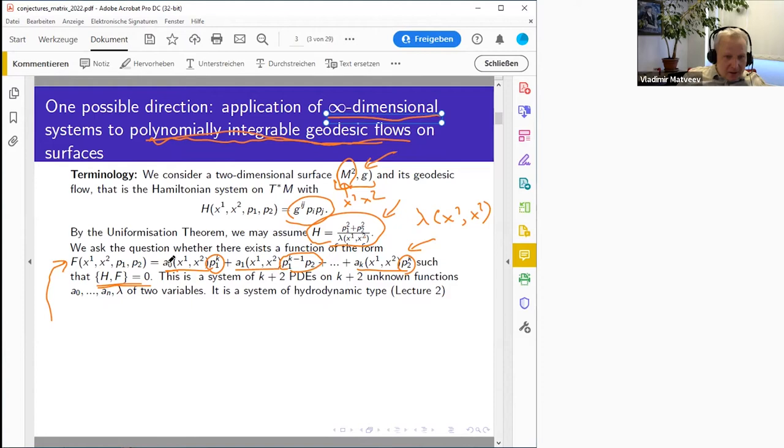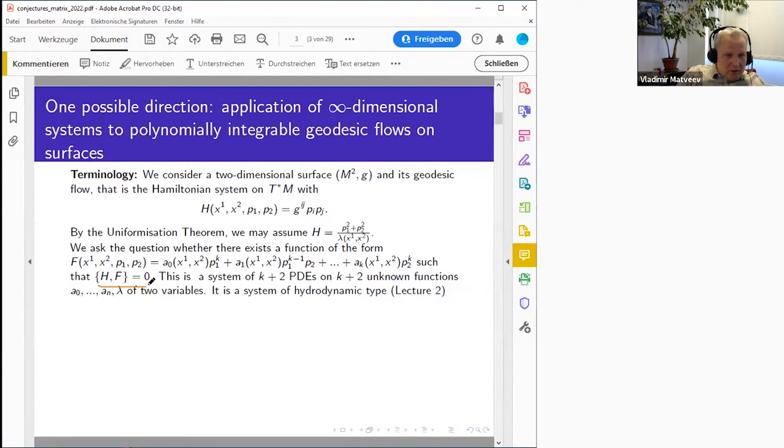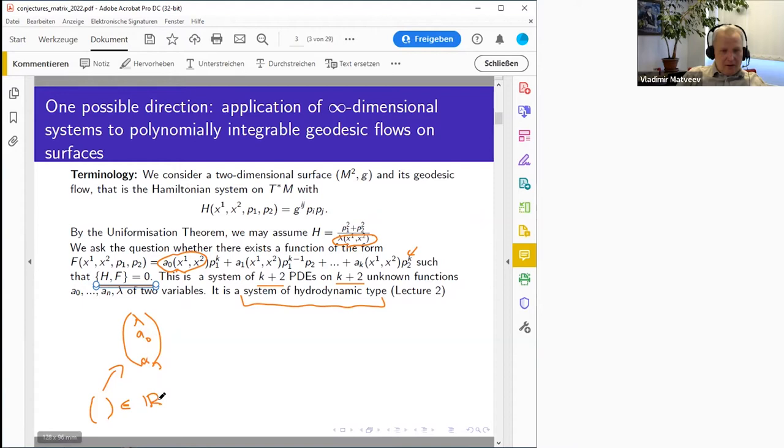Of course, one can write it as a system of PDEs: this condition can be unwrapped as a system of PDEs on the unknown coefficient functions a and on the unknown function lambda. If you do it, it is a system of k plus two PDEs, where k is the degree of the polynomial, on k plus two unknown functions of two variables. In the terminology of lecture two, it is a system of hydrodynamic type. It can be written in the form that the unknown vector, lambda, a zero to a n, of dimension n plus two, is equal to some explicitly written matrix, depending on lambda and the coefficients, multiplied by the vector.